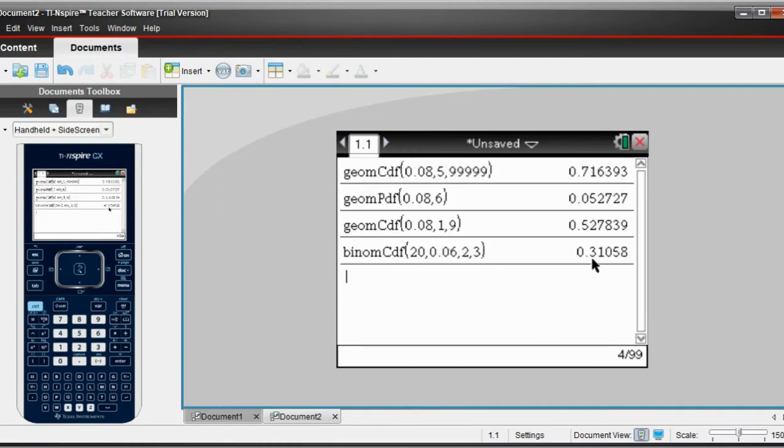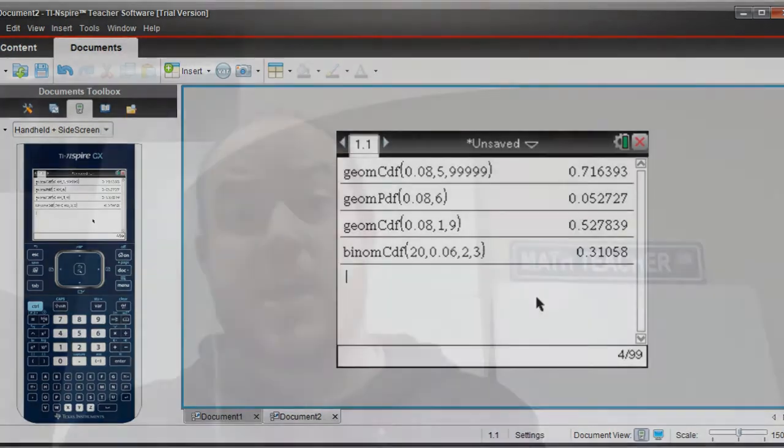Now notice it pops up. It says there's a 0.31058. So what does that mean? It means that there's a 31% chance that out of the 20 donors, we would find 2 or 3 that had O negative blood or were universal. All right, so really, it is that easy, guys.